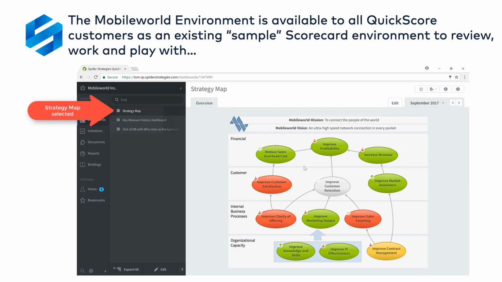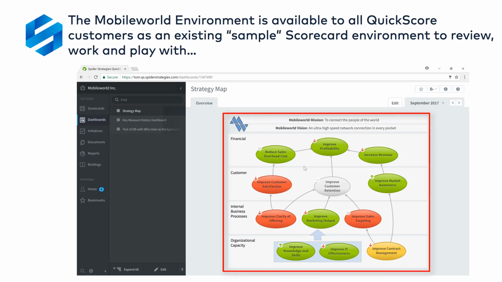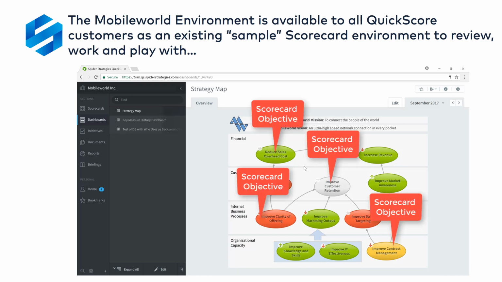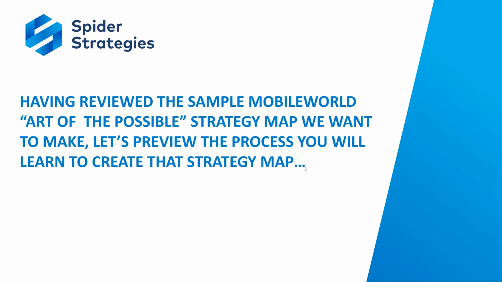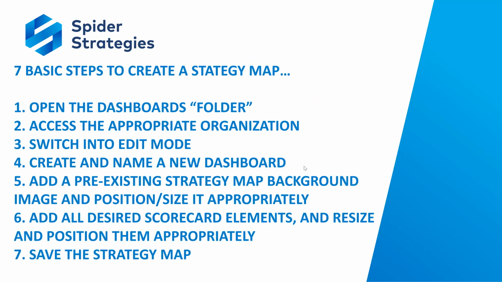The strategy map is comprised of a background image laid out in the form of 4 different perspectives, as well as some mission and vision statements at the top, and imposed upon that background image are scorecard objectives in the flow of our strategy map. Having then reviewed the sample Mobile World art of the possible strategy map we want to make, let's preview the process that you'll learn to create that strategy map.